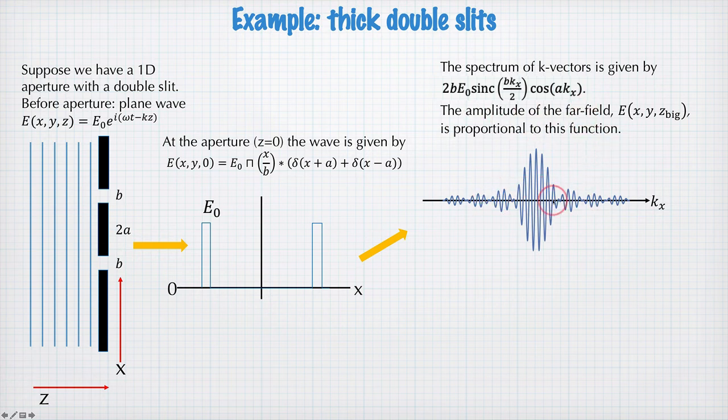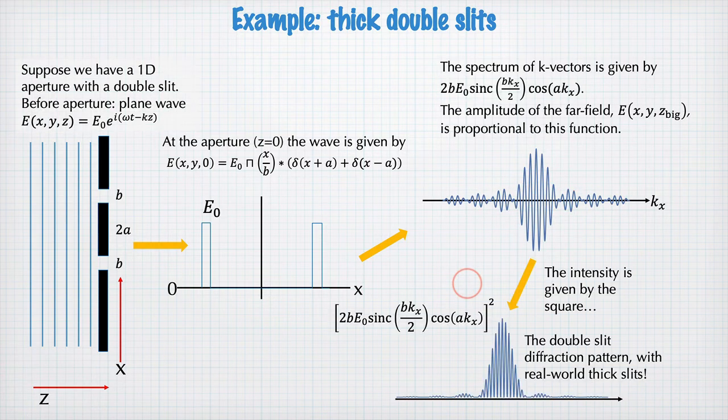And so this is the Fourier transform of the aperture, which is the Fourier transform of the field at the aperture, and the far field diffraction pattern will therefore be proportional to the square of this, and the result is this. So this is the diffraction pattern. It's the square of the Fourier transform because the intensity is given by the square, and what we see is the cosinusoidal oscillation given by the fact that we have two slits, and the envelope is due to the finite width of the slits, which is given by the sinc function.